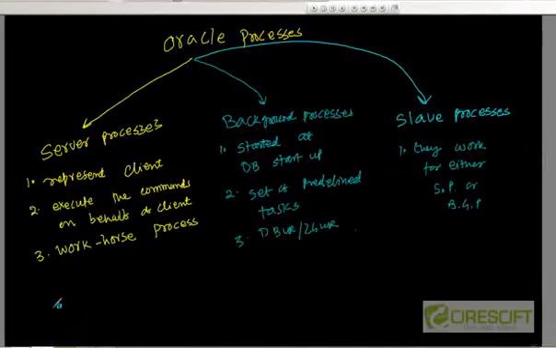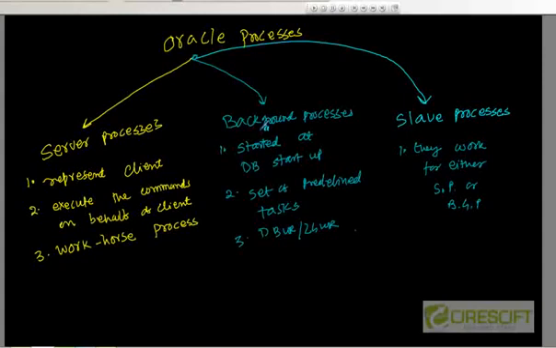So, if you take an example, this is what we discussed in the very beginning of our videos when we discussed Oracle processes. We discussed that there are three types of Oracle processes. One is server processes, that is your dedicated server or shared server, dispatchers, and all those things as part of your server processes. Then we discussed background processes. Examples are log writer, DB writer, memory manager, PMON, SMON, and so on.